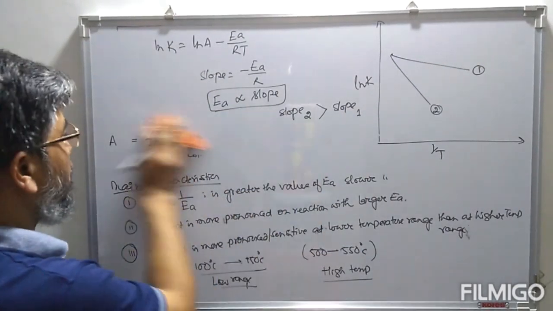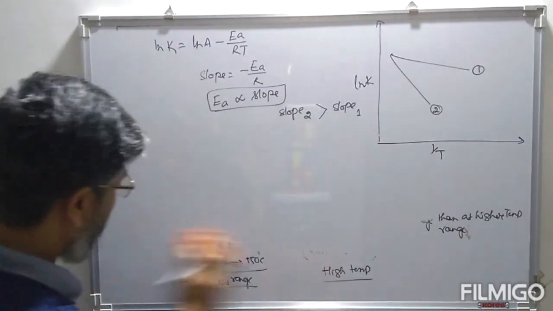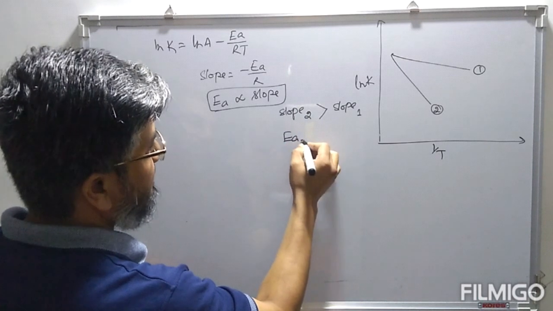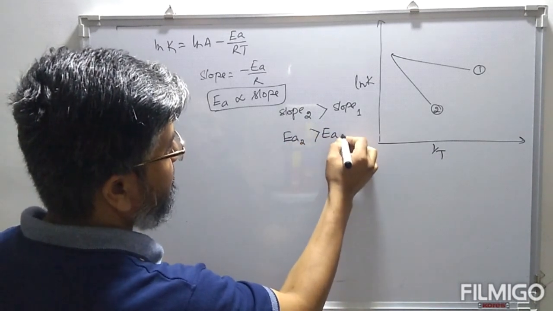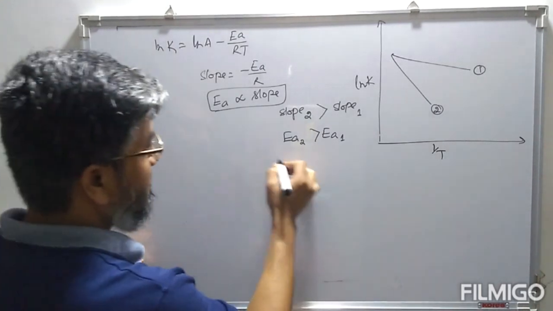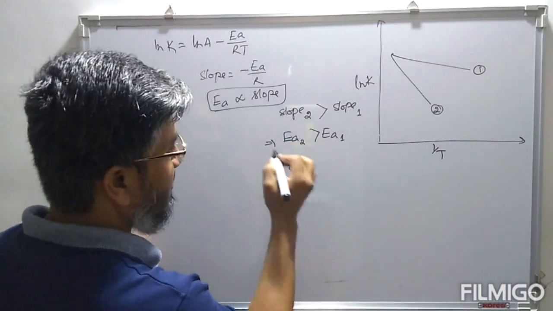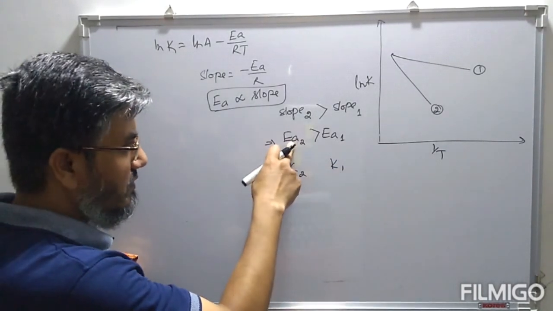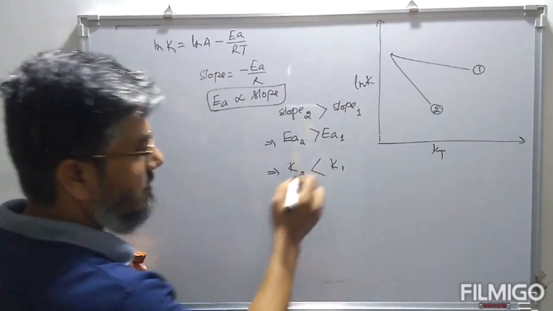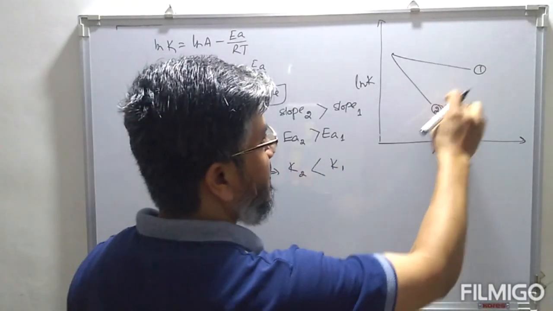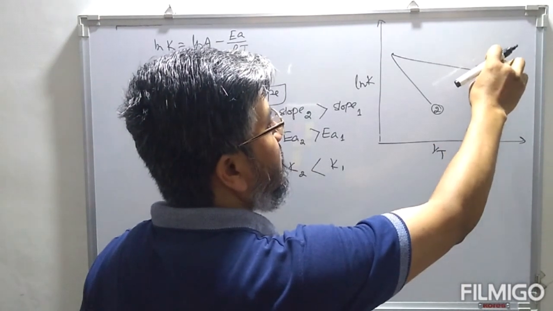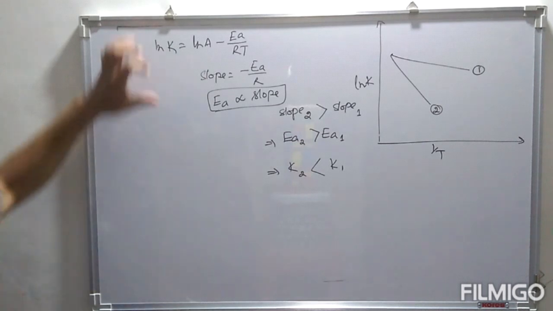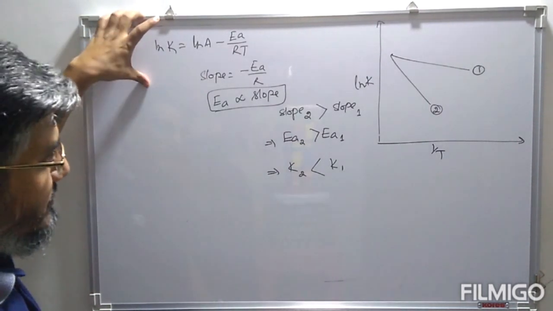If the slope of reaction 2 is greater than the slope of reaction 1, this simply means the activation energy for the second reaction is greater than the activation energy of the first reaction. That means the one having the larger value of activation energy will have the smaller value of rate constant k. So activation energy of 2 is greater than 1, so the rate constant k for the first reaction is greater than the rate constant k for the second reaction. So this is the significance of the Arrhenius equation.